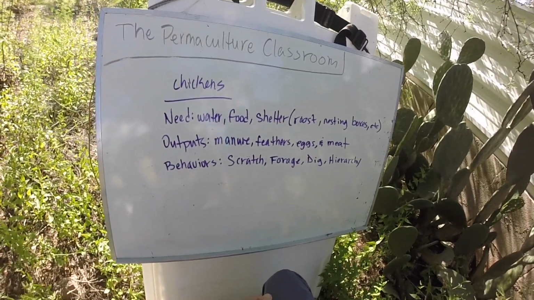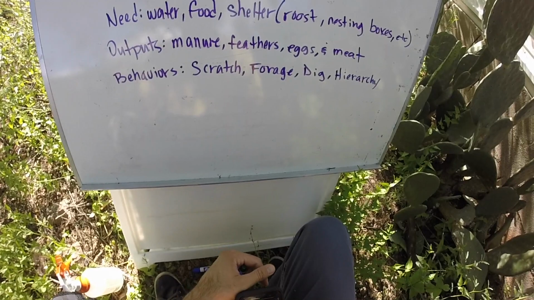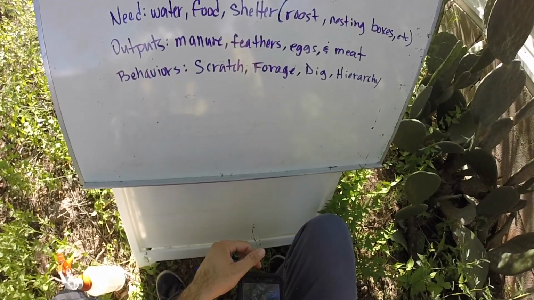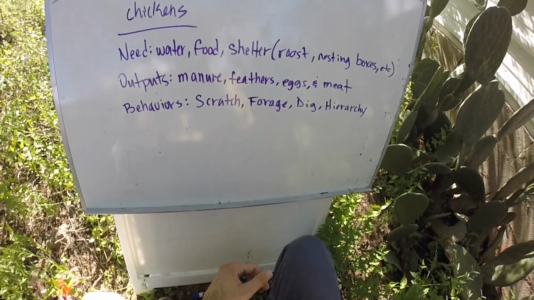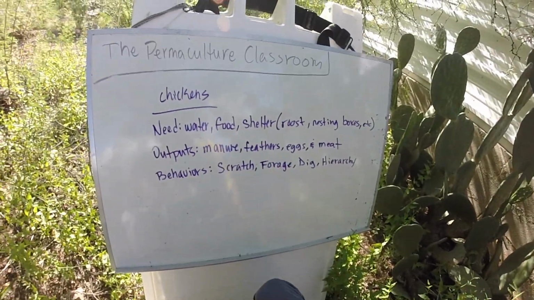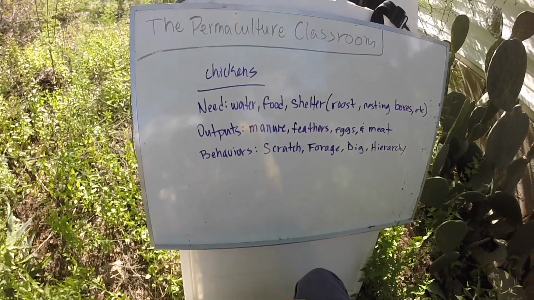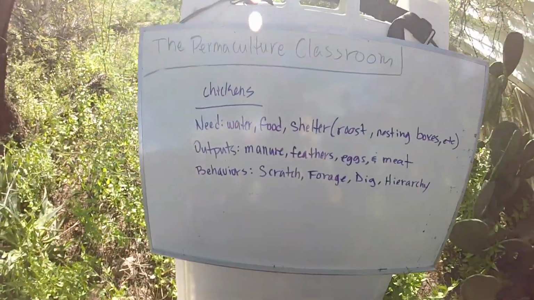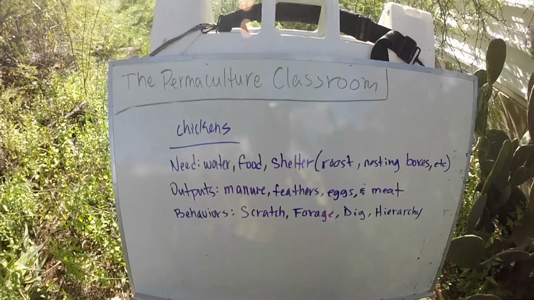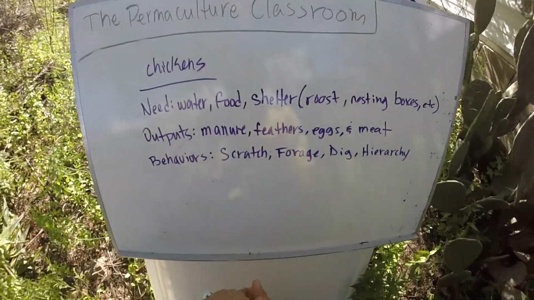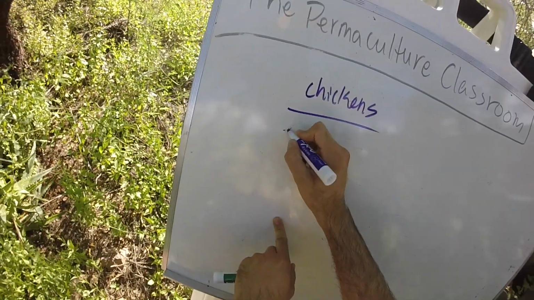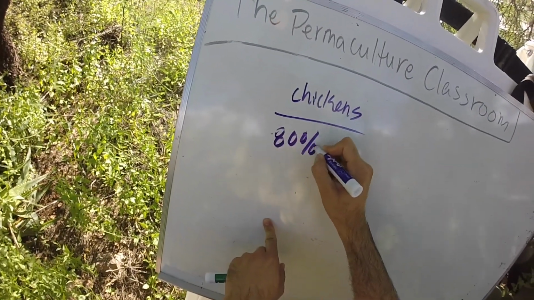So how do we do that? We go through the design principles. How are these things connected? What is the relationship between these different things? How can I get as many functions out of a certain element? How can I support those elements with the functions of other elements and create less work for myself? So let's do it. Let's run the chickens through the design process.